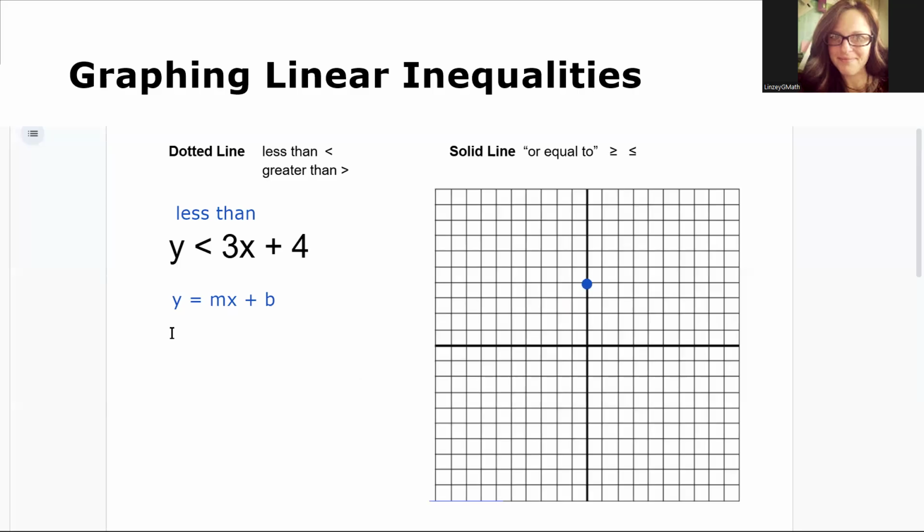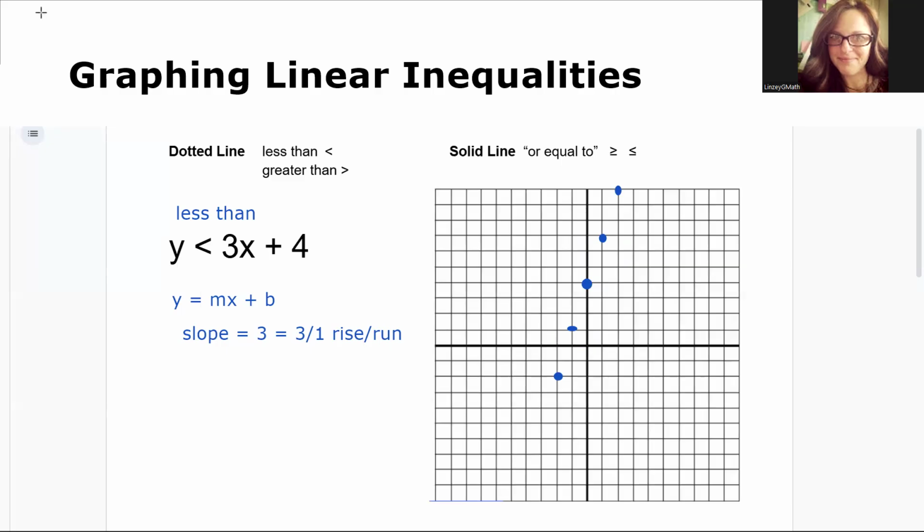And then we can use our slope, 3. And we can rewrite 3 as 3 over 1, rise over run, up 3, to the right 1. You can also go down 3 and left 1.